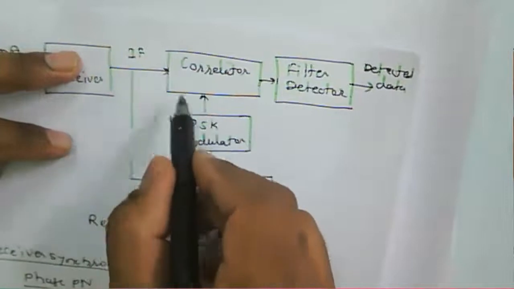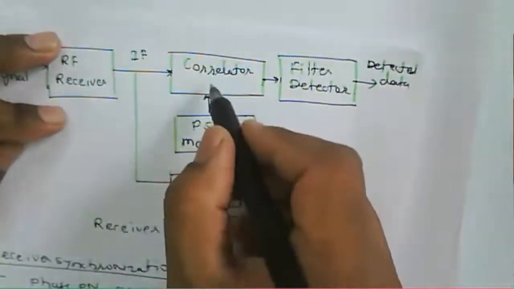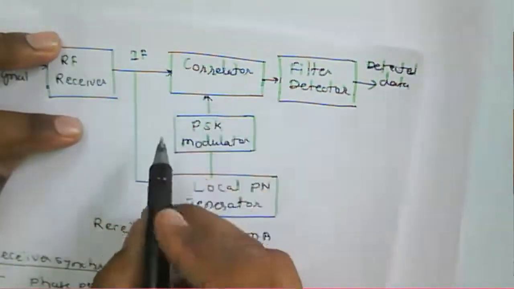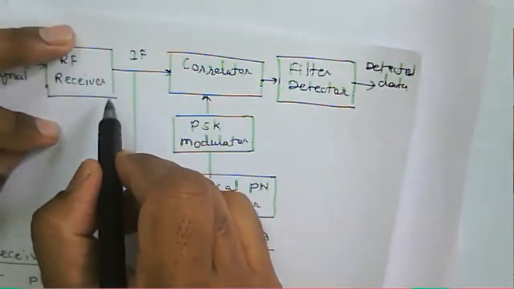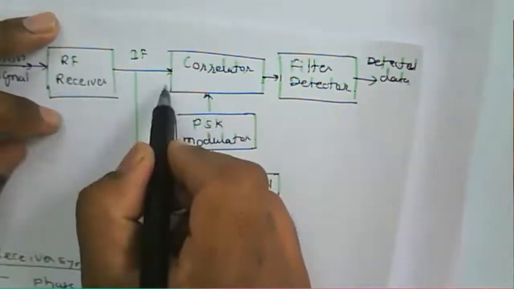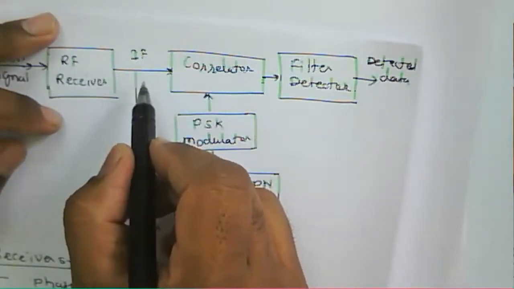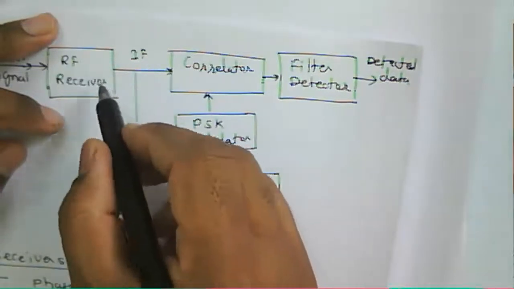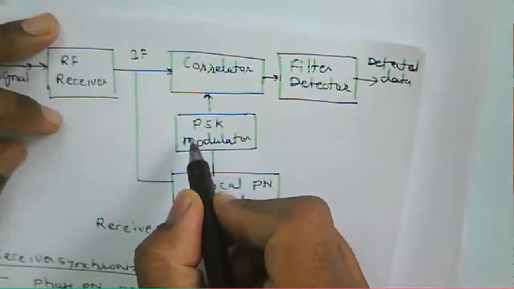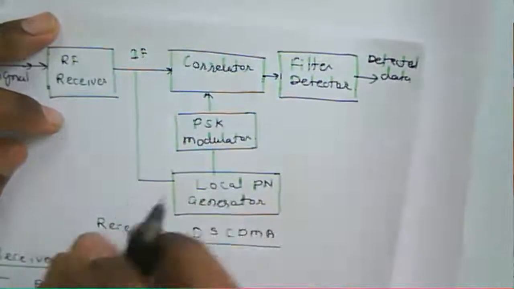Correlation here takes place between the received data and this particular PN sequence. The received PN sequence is PSK modulated, and it is applied to the correlator. This input is PSK modulated, and when it is applied to the correlator, if the phase is synchronized to the received signal, what will happen? We'll get the detected data.